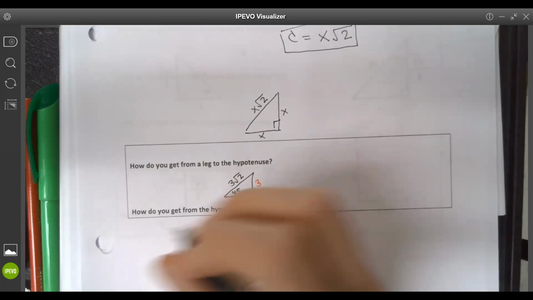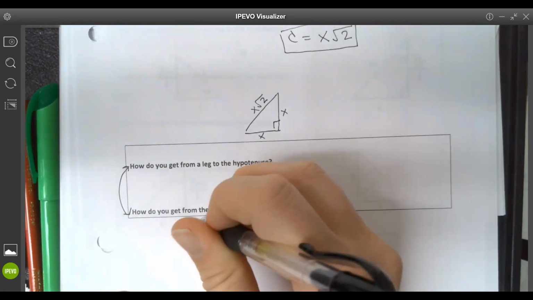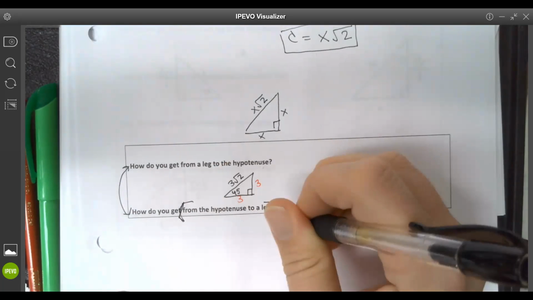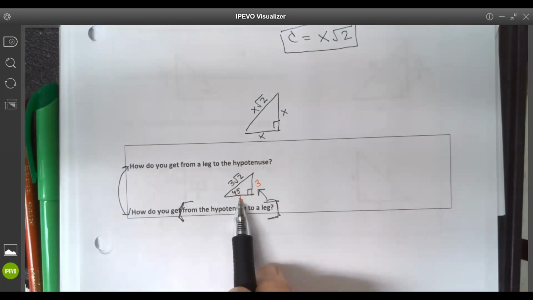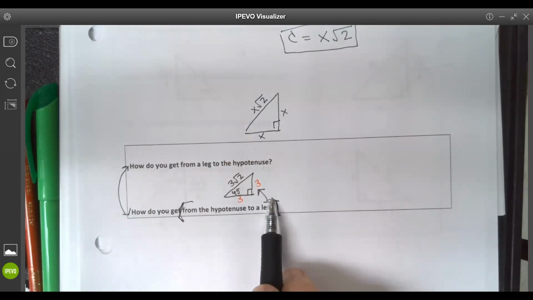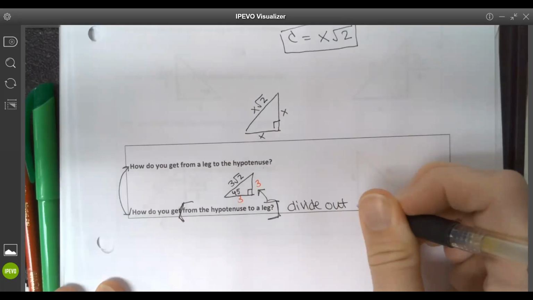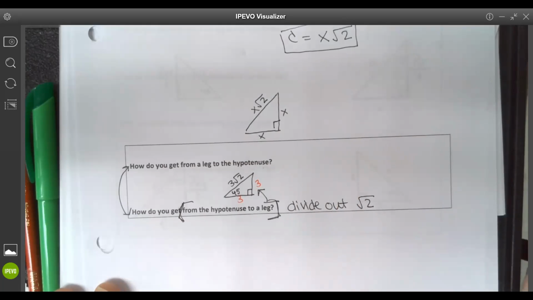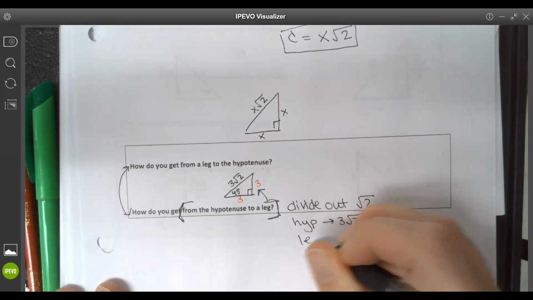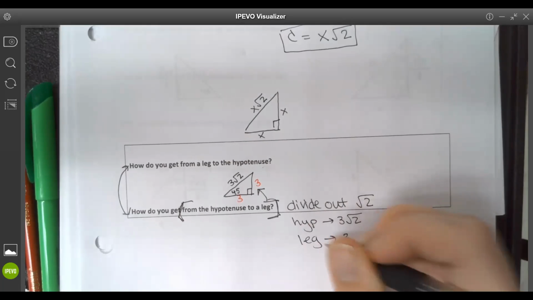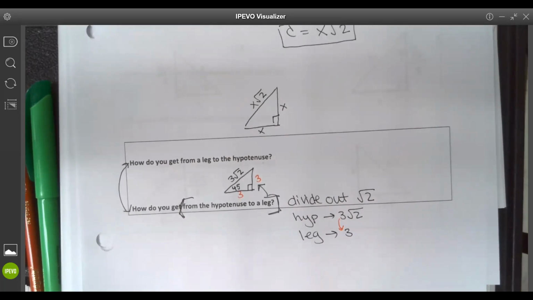So to go, how do you get, oh shoot, I did it backwards. How do you get from a hypotenuse to a leg? Let's flip flop these, or you can erase it and redraw it. This should be here. I got excited. From the hypotenuse to a leg, that's this diagram. If I know the hypotenuse and I want to find a leg, then I just divide out the square root of 2. If the hypotenuse is 3 rad 2, then the leg is just 3. That diagram should be for the other one side.